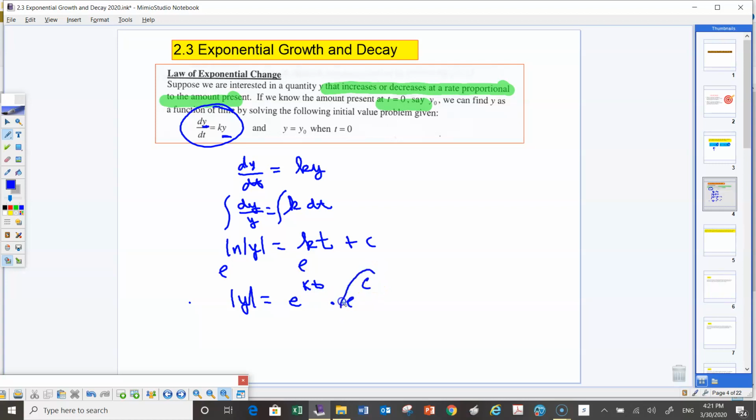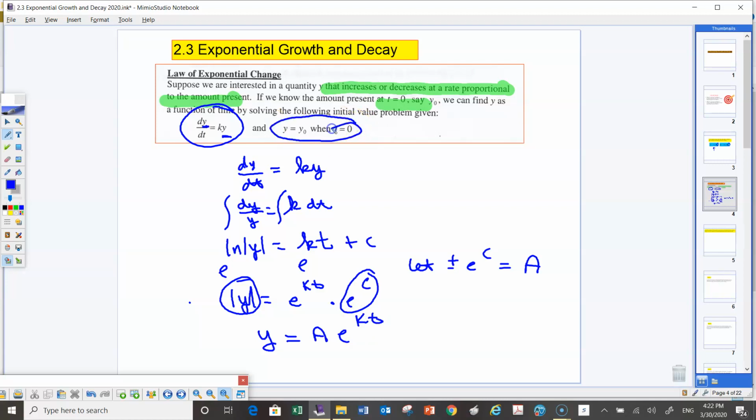Now, e is a constant, and so too c is a constant. And remember, we said let plus or minus e to the c equal some other constant a, and that will eliminate the absolute value signs on the left-hand side of our equation because we've taken the plus or minus into account with our constant a. So therefore, we get an equation y equals a multiplied by e raised to the kt.